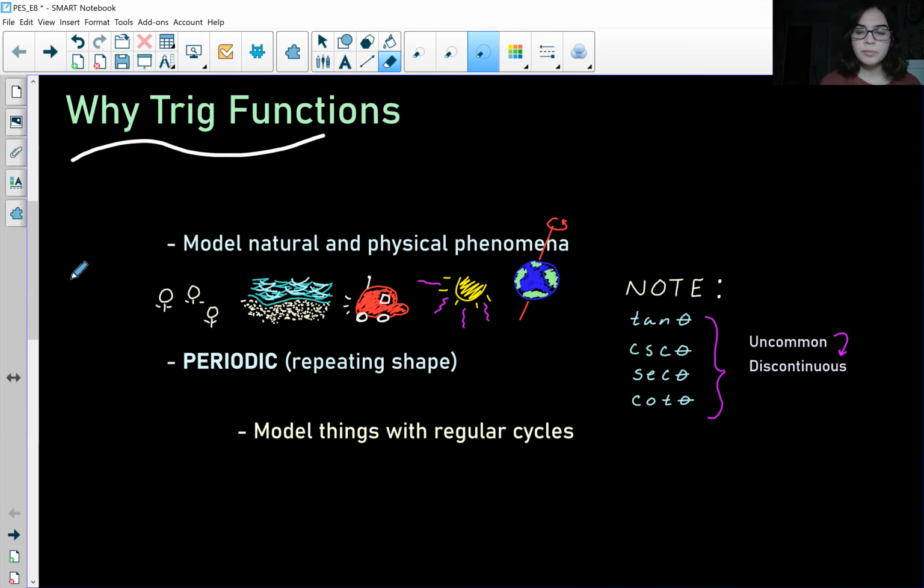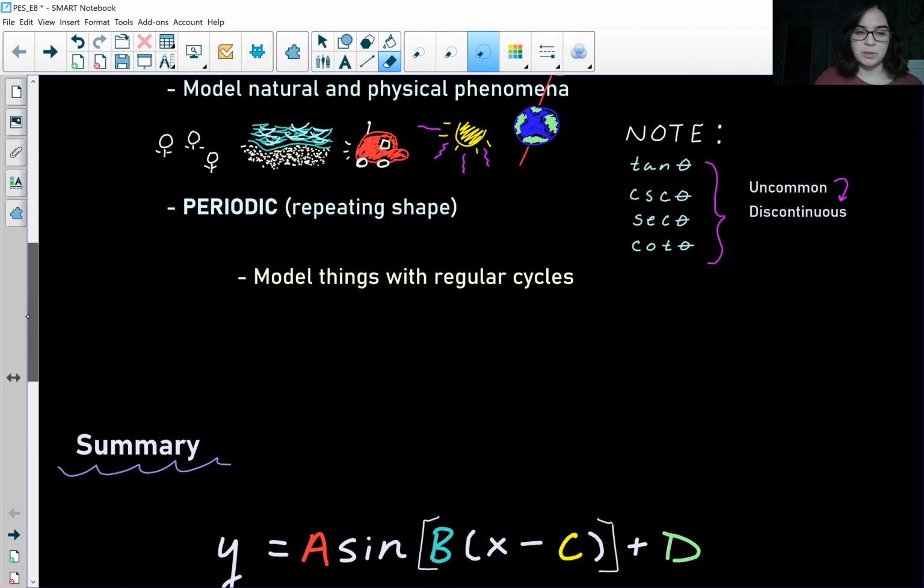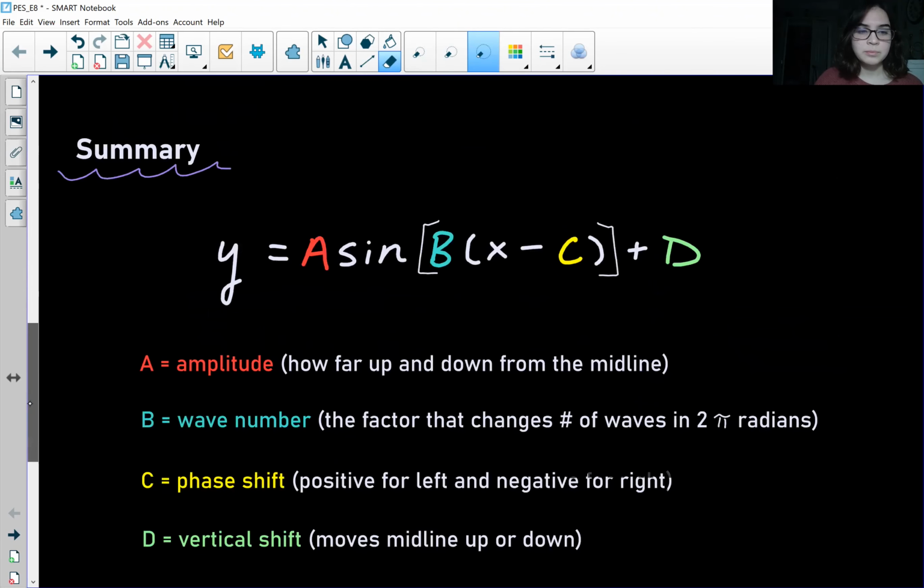You should note that tangent, cosecant, secant, and cotangent are pretty uncommon in the real world, and that's because they're discontinuous, which just means they have those asymptotes that you've probably seen. And there aren't a lot of things in the real world that would have those asymptotes, so really we just focus on sine and cosine. But I tried my best to incorporate some of those other ones in the examples.